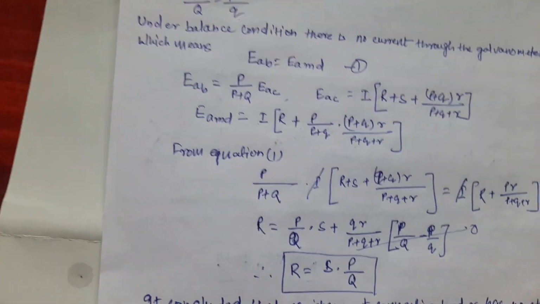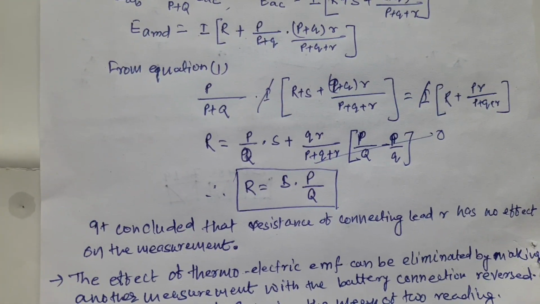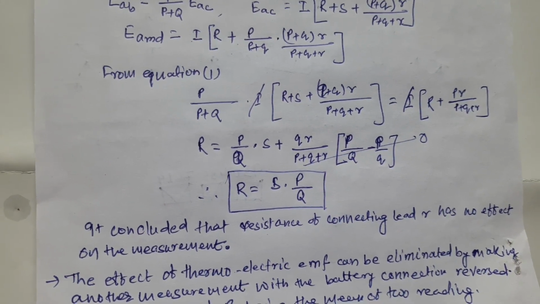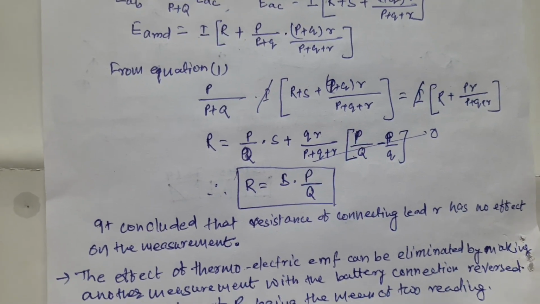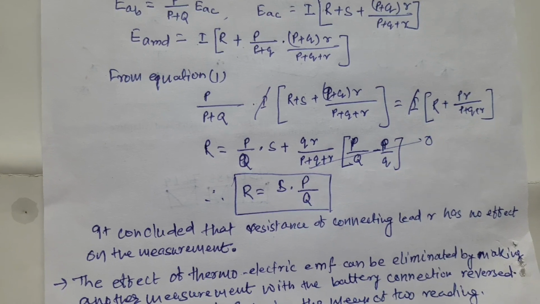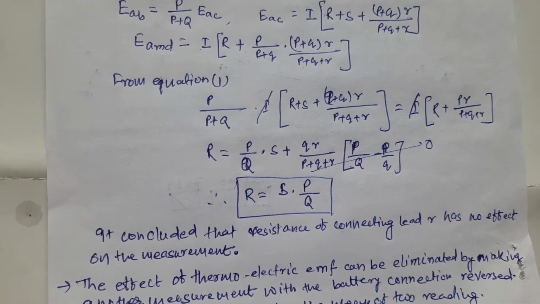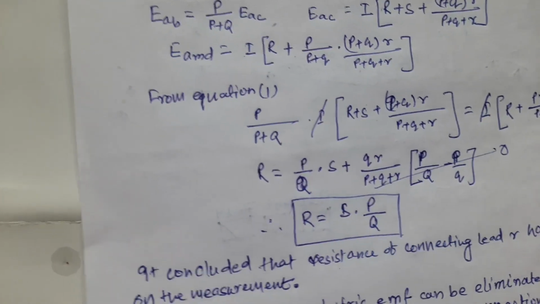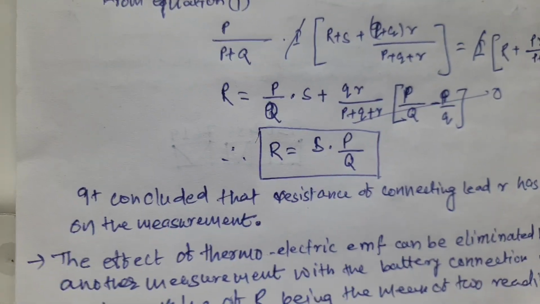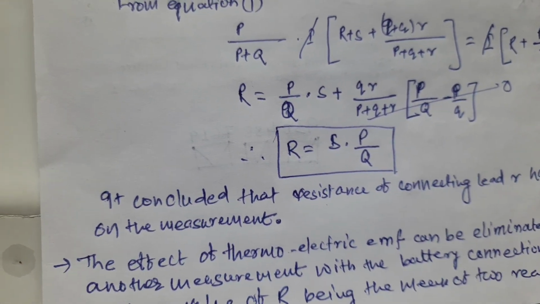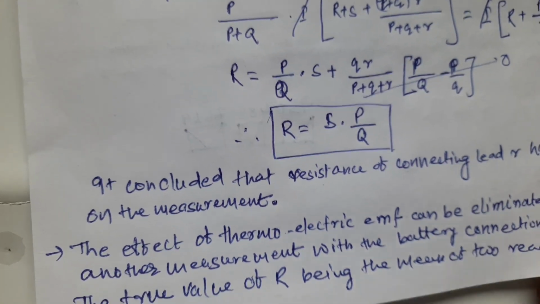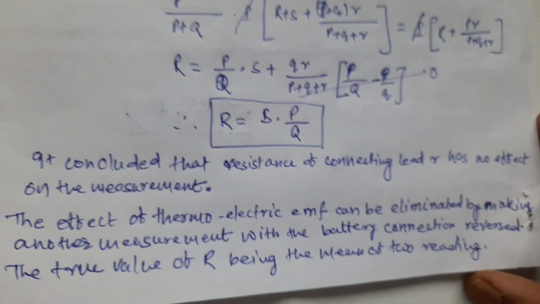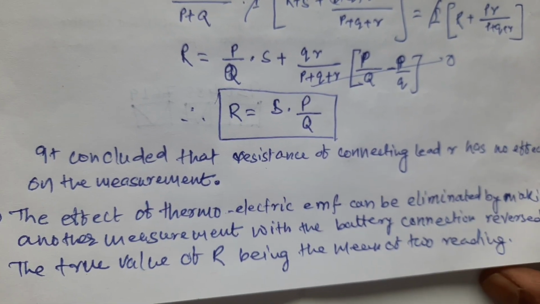So in this way we eliminate the effect of the connecting wire in the measurement of resistance, because for the measurement of low resistance, the connecting wire resistance has a measurable effect. Next, the thermoelectric effect can be eliminated by making another measurement with the battery connection reversed.